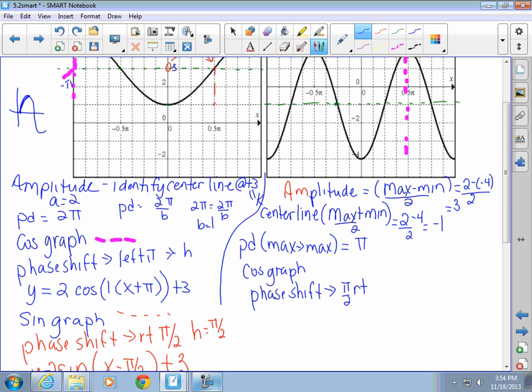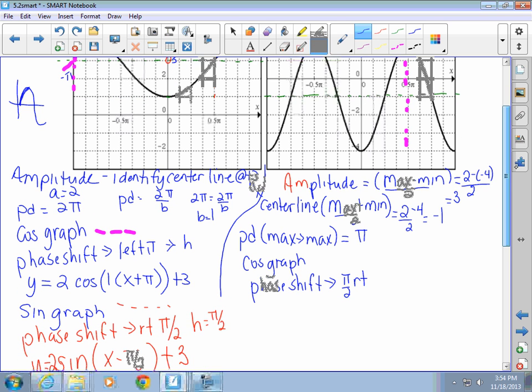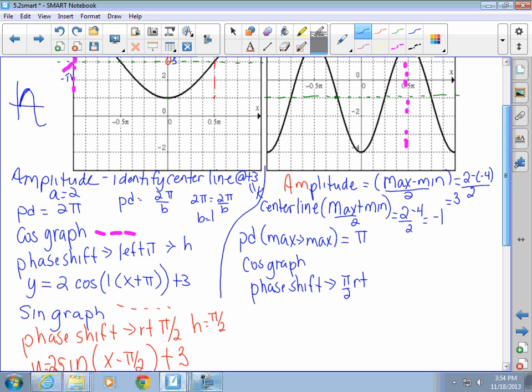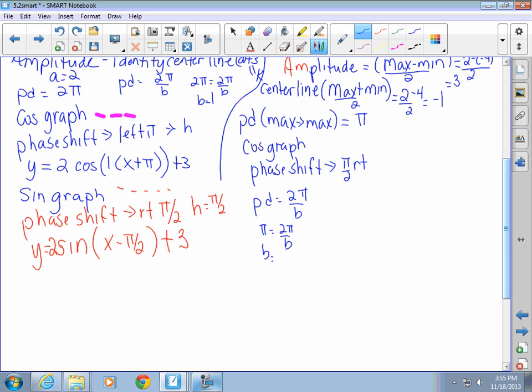I already know my amplitude is a 3, so then I already know my A value. So the only other thing I need to figure out is, what is my B value? From what I did here, I know that my period is equal to 2 pi over B. I said my period is a pi, so that means I have pi is equal to 2 pi over B. So B is equal to 2 pi over pi, just a case of cross multiply and divide. So my B is equal to 2.